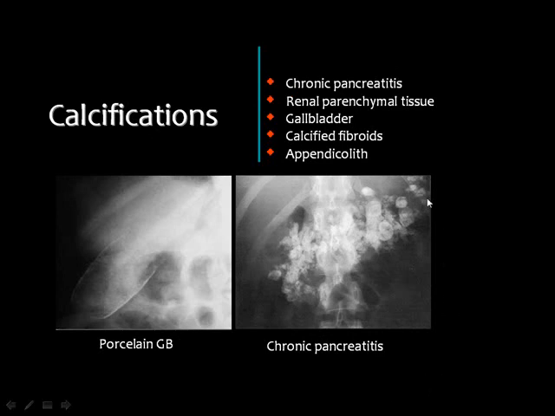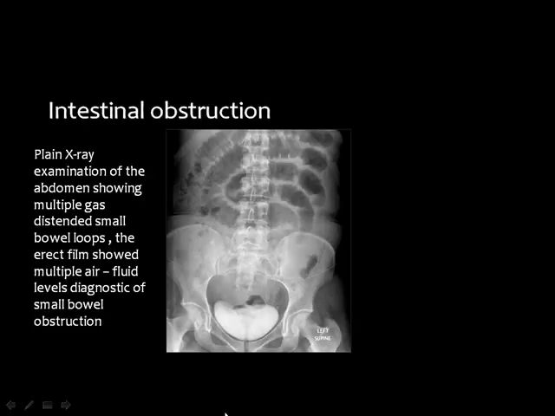Then calcification along the course of the pancreas is usually diagnostic of chronic pancreatitis, as calcification of the gallbladder wall is diagnostic of porcelain gallbladder, which is a well-known precancerous condition.